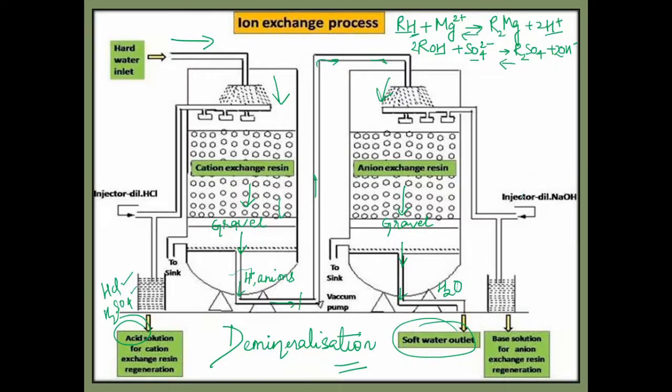And likewise in here you have to use a base solution to regenerate the anion exchange resin. Very simple, because you want OH minus ions. So normally NaOH or KOH is utilized in order to do so. NH4OH also is there, but that's very weak. So the safest, you can call NaOH the main one. Now this is what the ion exchange process is all about.